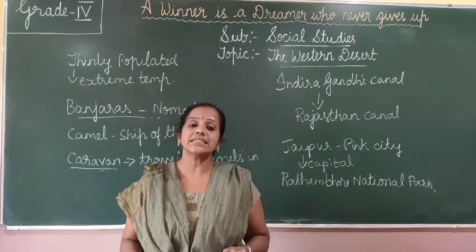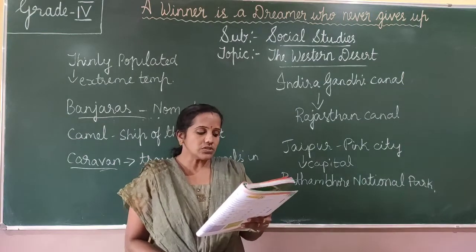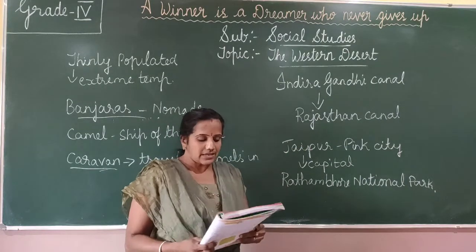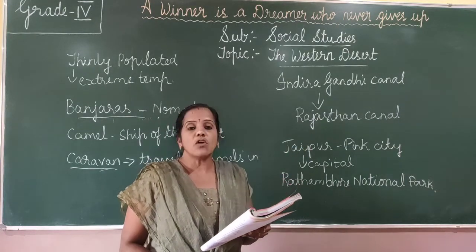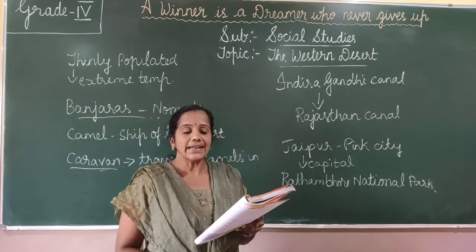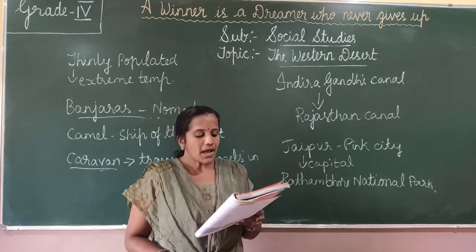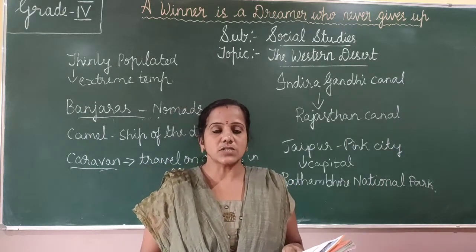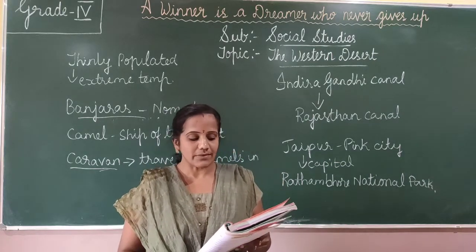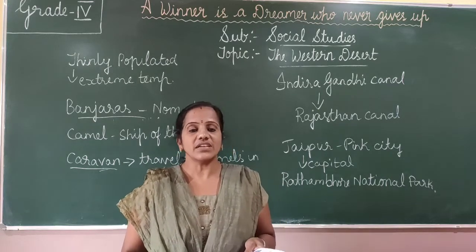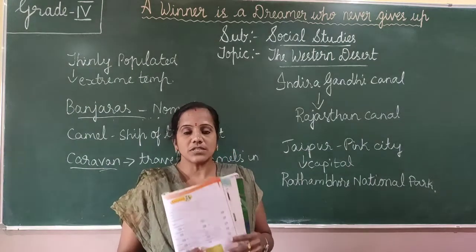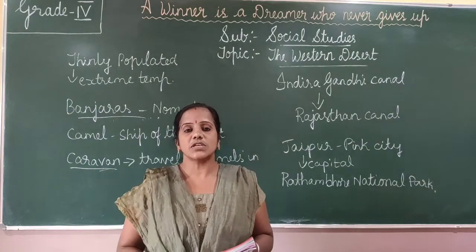So agriculture has developed recently due to the construction of the Indira Gandhi Canal, also called the Rajasthan Canal. It brings water from the rivers Satluj, Beas and Ravi, from the Bhakra Nangal Dam and Pong Dam, to the desert region. So this has developed agriculture over here.